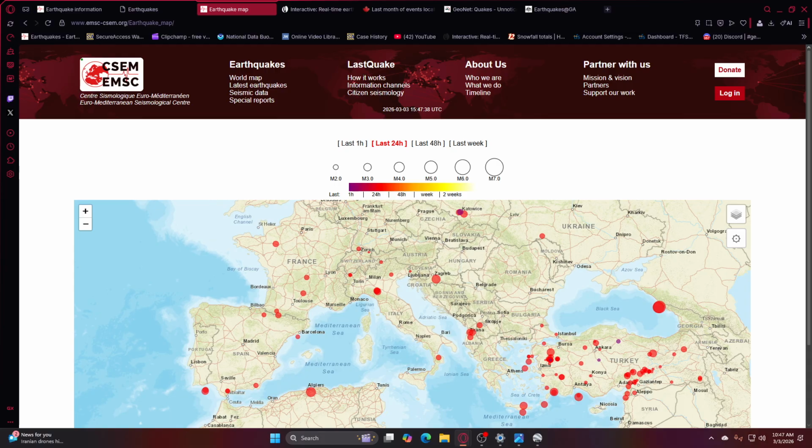Europe has experienced low to moderate seismic activity today. While no major destructive earthquakes occurred on the continent, notable tremors were felt in Croatia, Greece, and near the Russian Black Sea coast, which geologically bridges Europe and Asia.